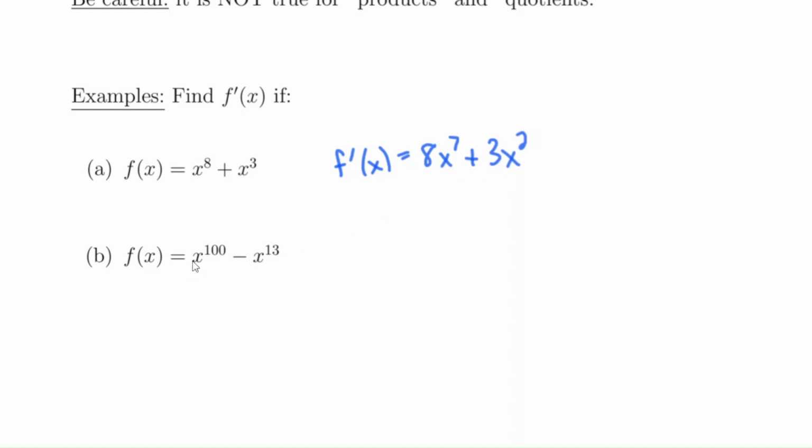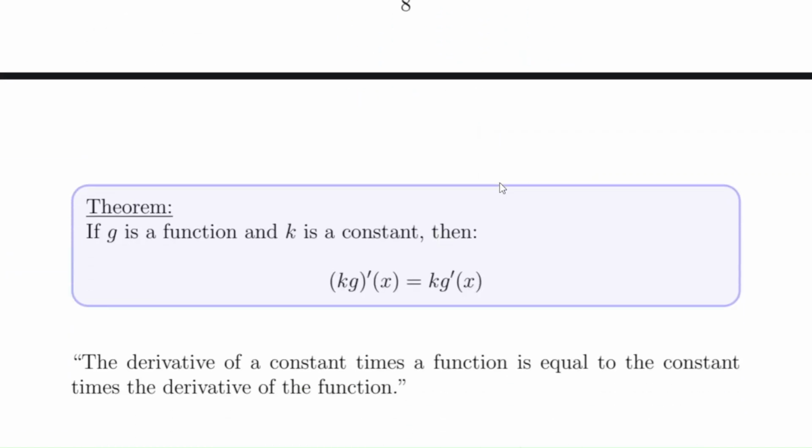Okay, what's the derivative of x to the 100th minus x to the 13th? Well, the derivative is going to be 100x to the 99th minus 13x to the 12th. We use the power rule to take the derivative of x to the 100th. It's 100x to the 99th. Use the power rule to take the derivative of this, it's 13x to the 12th, and we're taking a difference. The derivative of the difference is the difference of the derivatives, so that's our answer. Again, notice how quick and simple that was.